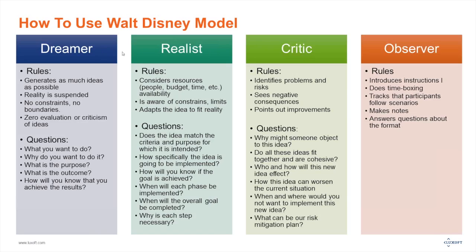This technique is quite similar to the technique with the six thinking hats. Probably you remember it from my previous sessions on facilitation techniques. So again, you can do it randomly. You can write dreamer, realist, critic, observer on pieces of paper, and then people can choose the pieces of paper with the roles, and then split according to these roles and see how it will go.